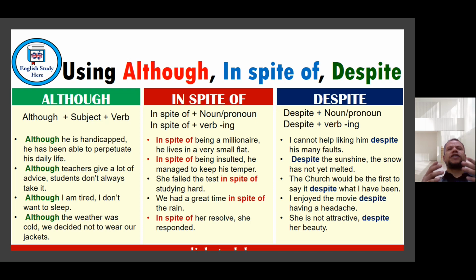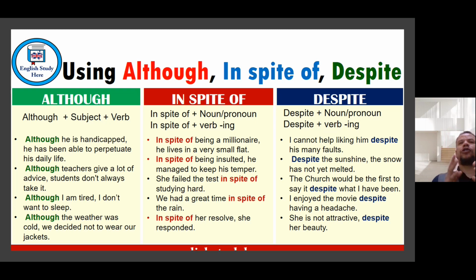Let's go. Second point is about using although, in spite of, despite. What is the difference, master? Okay, although is followed by a complete sentence. Although he is handicapped, for example. Although teachers give a lot of advice. Complete sentence after although. Although I am tired. Although the weather was cold. The weather was cold, complete sentence.